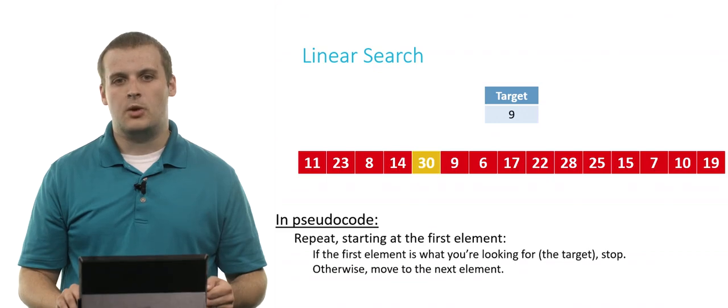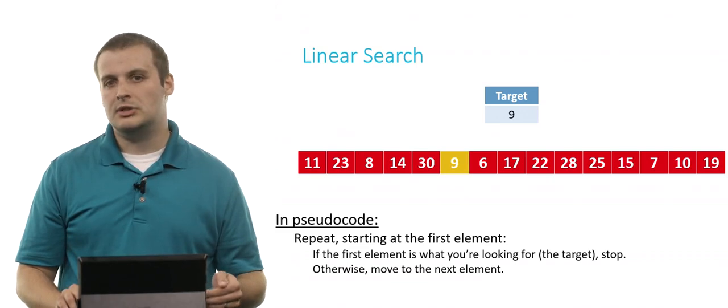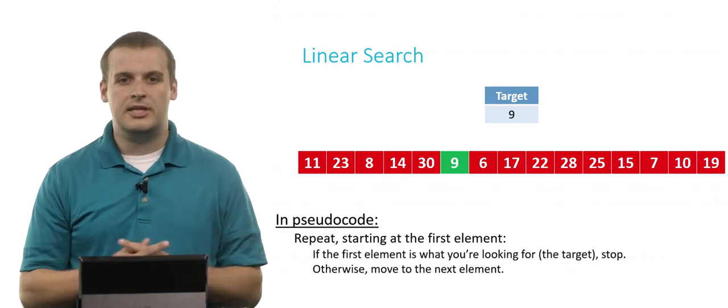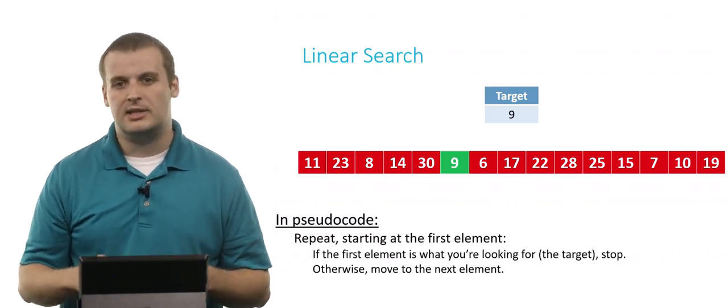And we keep going through this process over and over until we land on a situation like this. 9 is what we're looking for. And this element of the array, its value is 9. And so we found what we're looking for, and we can stop. The linear search has completed successfully.